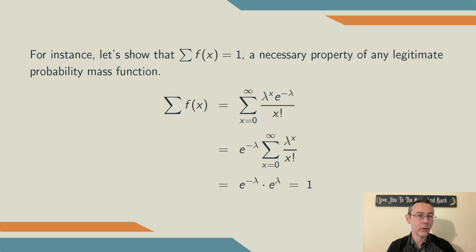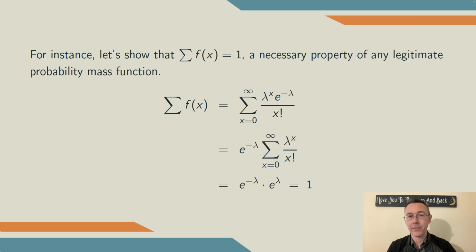So for instance, we can use that property to show that the probability mass function that we're given is actually a legitimate probability mass function. In other words, that all the possible probabilities add up to 1. So just putting the summation in front of our probability mass function and summing up over the support, we see that we have one factor here that we can pull out of the summation. That's the one that doesn't have any x's in it. So we pull out the e to the negative lambda.